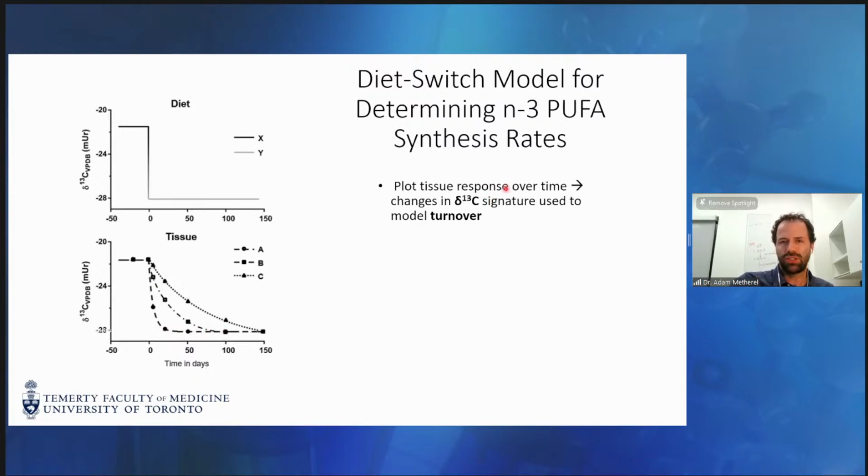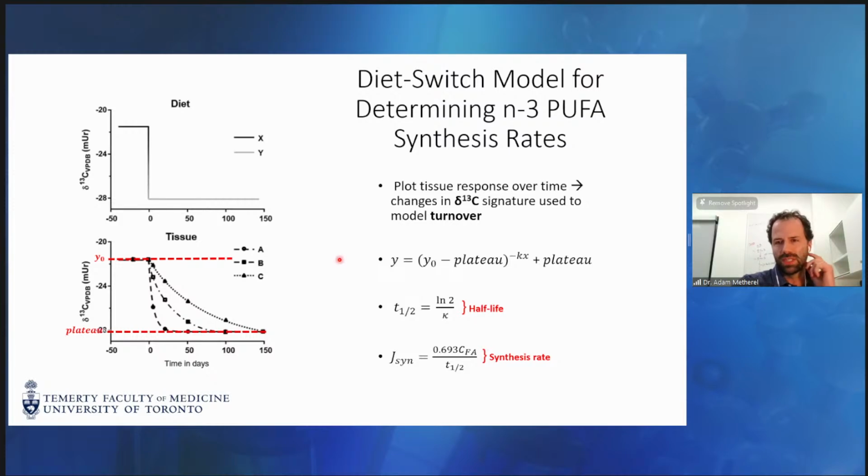So we plot this tissue response over time and calculate the signatures. Then we can use the initial starting point for the signature and the projected ending point, or the plateau of the curve generated through one phase exponential decay with this equation. We can calculate half-lives based on the rate constant, and these half-lives can then be used to determine synthesis and/or turnover rates by correcting for the levels of DHA in the tissue, for example.